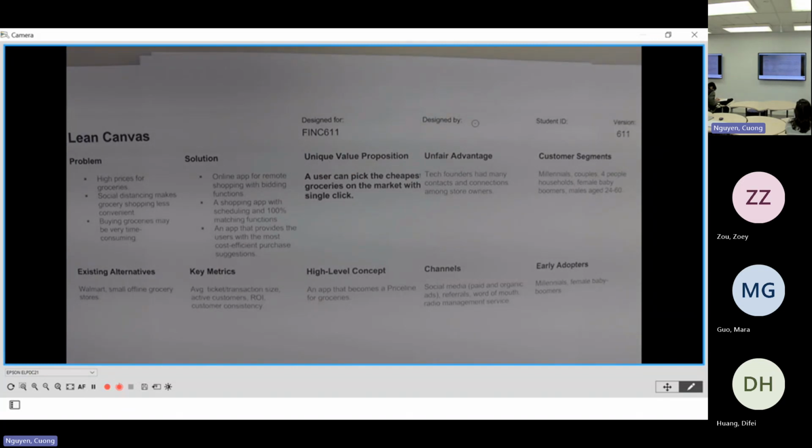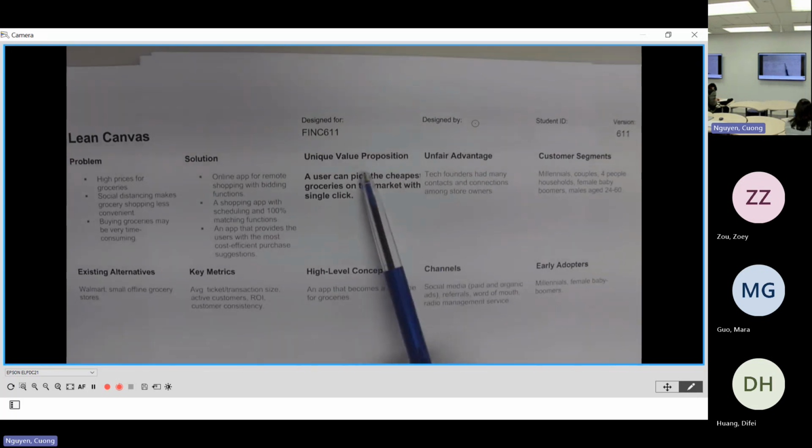With a single click. Now, under the unique value proposition, what we have as a high-level concept is an app that becomes a price line for grocery, or an app that is price friendly for groceries, for example, like this. Those can help people to buy cheap grocery, the highest quality.